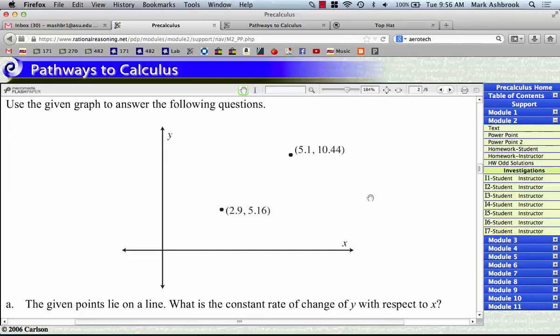What you've got to do is figure out the constant rate of change. If you're following what's going on, you should be able to do that. First, find the constant rate, and then you're home free.